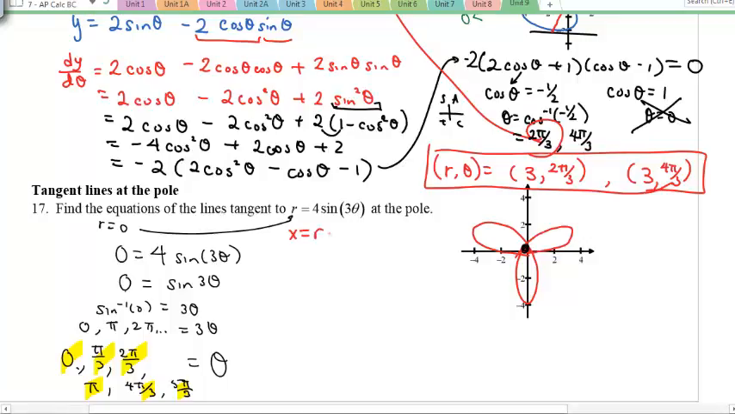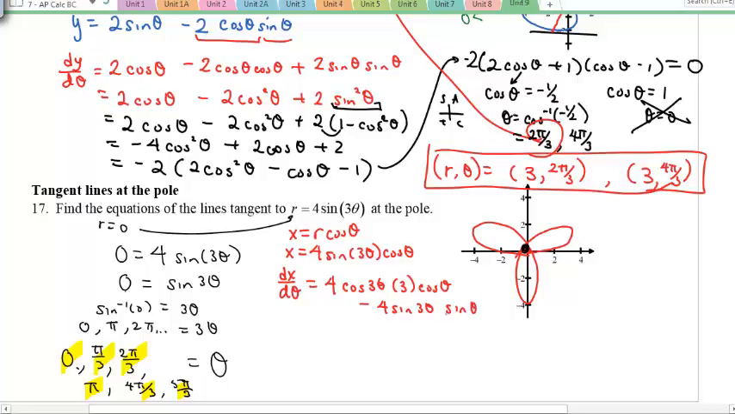x equals r cos theta. r is 4 sine 3 theta, cos theta. Take the derivative, dx d theta. Deep breath. Product rule and chain rule. Put the negative in front, okay?